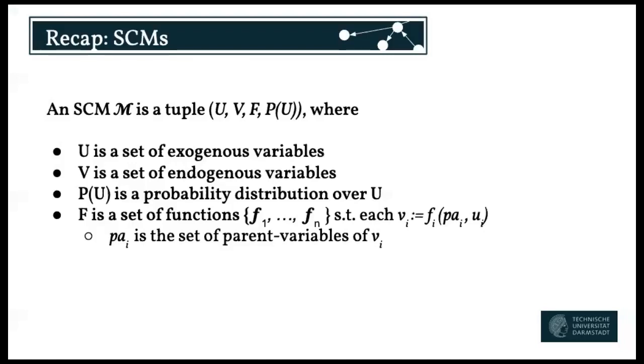This definition should be somewhat familiar to you by now. So we have an SCM, which is defined as a tuple U, V, F, and P, where U is a set of exogenous variables, noise variables. V is a set of endogenous variables, so everything you aim to model, basically. P is a distribution over your exogenous noise. And F is a set of functions that basically define the causal structure and the mechanisms connecting your variables.